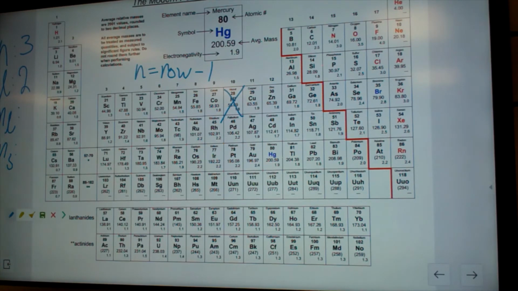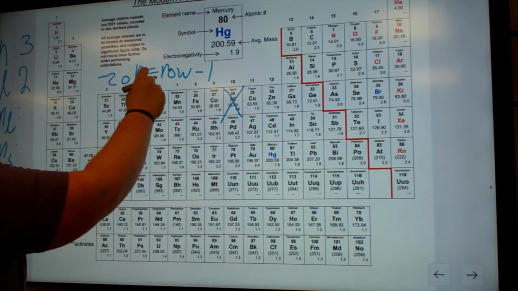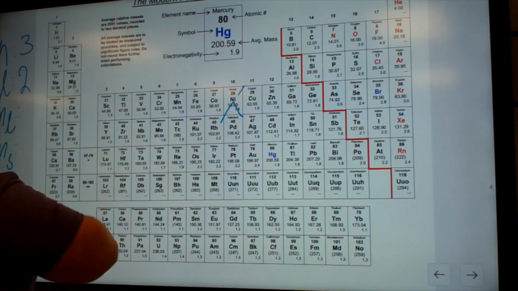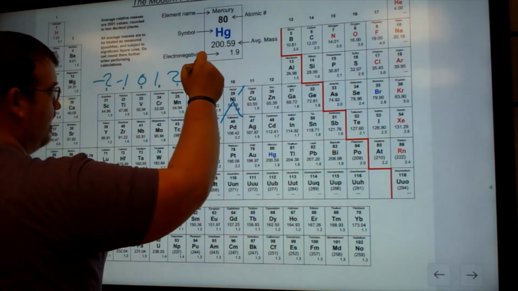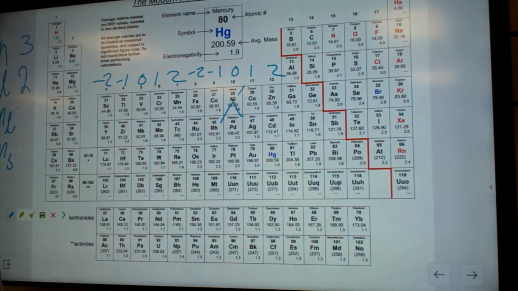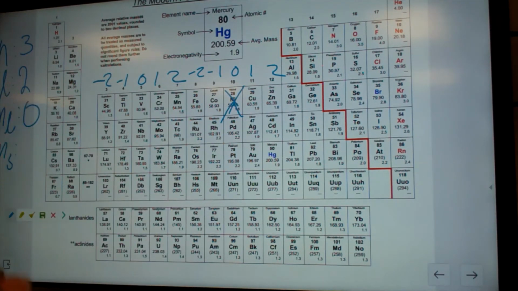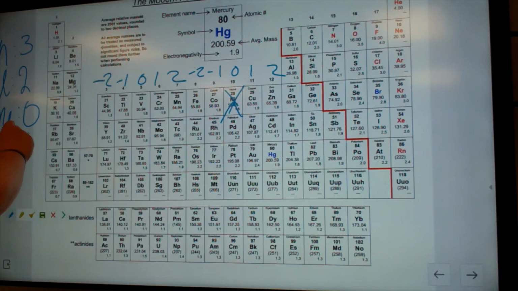Then we have M sub L. L is 2, that means we start with -2, -1, 0, 1, 2. Then we repeat -2, -1, 0, 1, 2. Alright, we're over a 0. So that means M sub L is 0. And spin quantum number, is it the first set of the numbers of the pattern, or the second? That is the second. So that means we have -1/2. Okay?